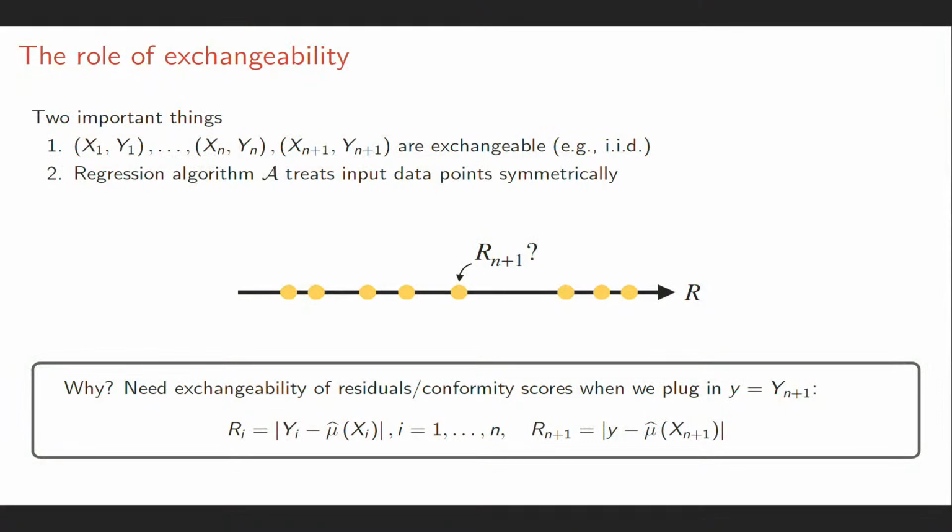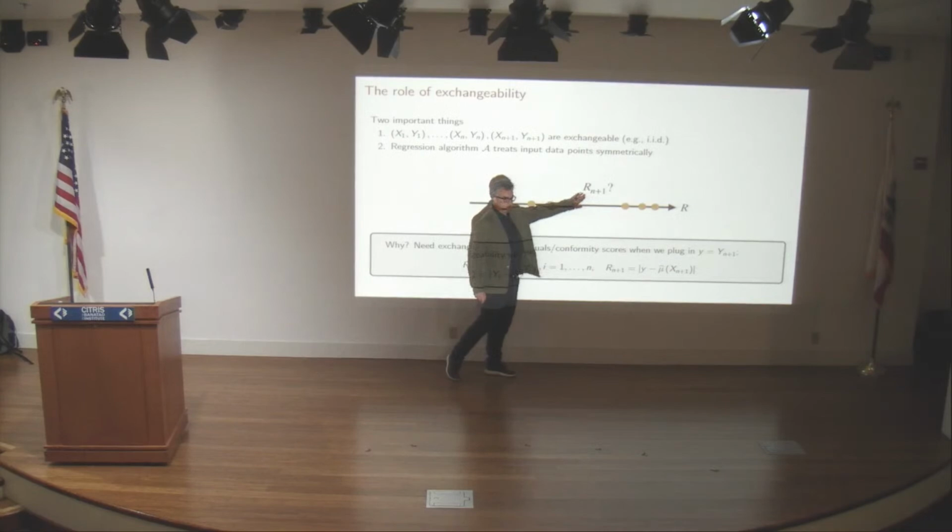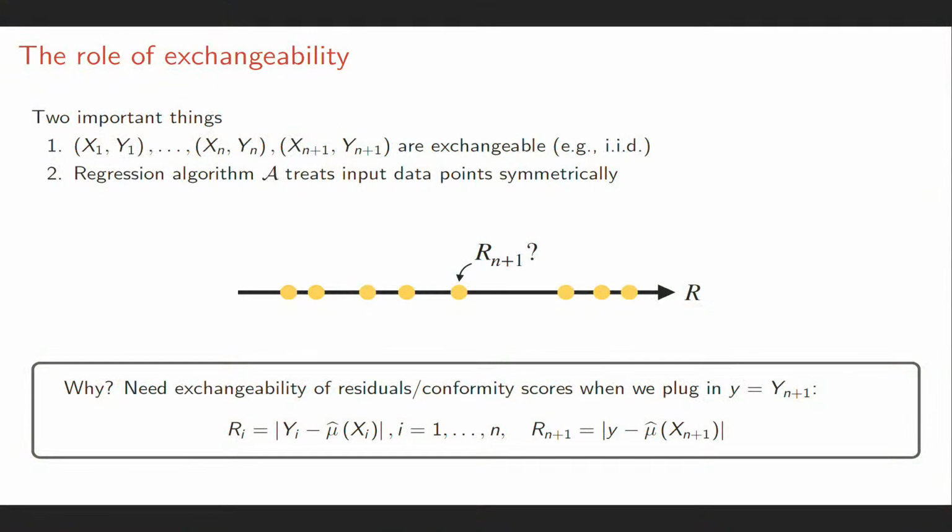But also, you need to treat data exchangeably. That is, you cannot have an algorithm that says, oh, at this point I'm going to discard them, I'm just going to use the first one you gave me. Because what will make conformal prediction work is that when you look at the test residual, Rn plus 1, it can be any one of them. And so conformal prediction relies on two things: exchangeable data and treating data points symmetrically. And we're going to break both of these, because we're going to have to.